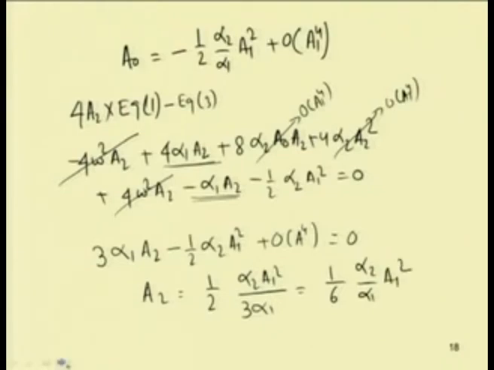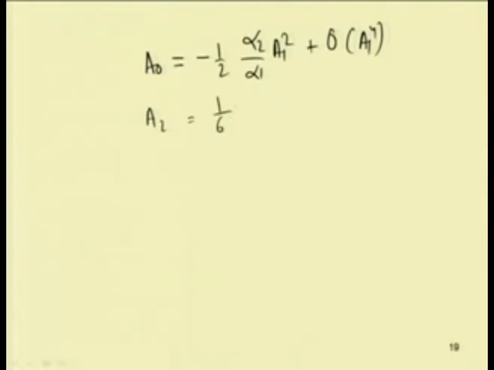So, already we got a0 in terms of a1, that is a0 equal to minus half alpha 2 by alpha 1 a1 square, order of a1^4, and a2 we just obtained equal to 1 by 6 alpha 2 by alpha 1 a1 square. So, this is of the order of a1^4.